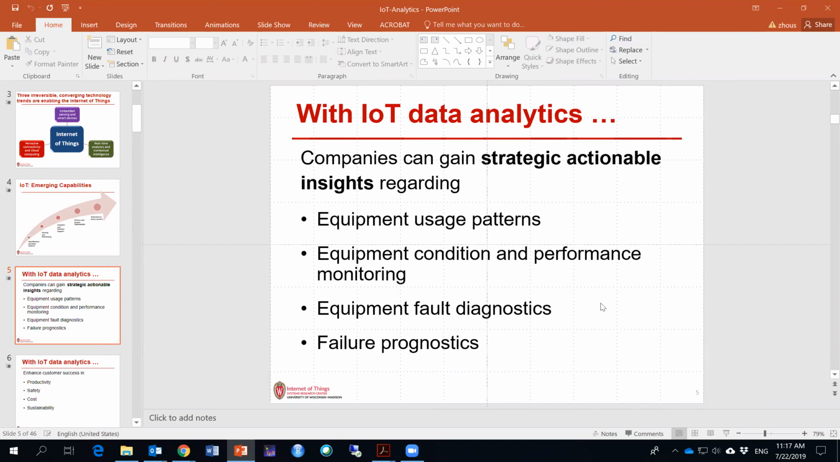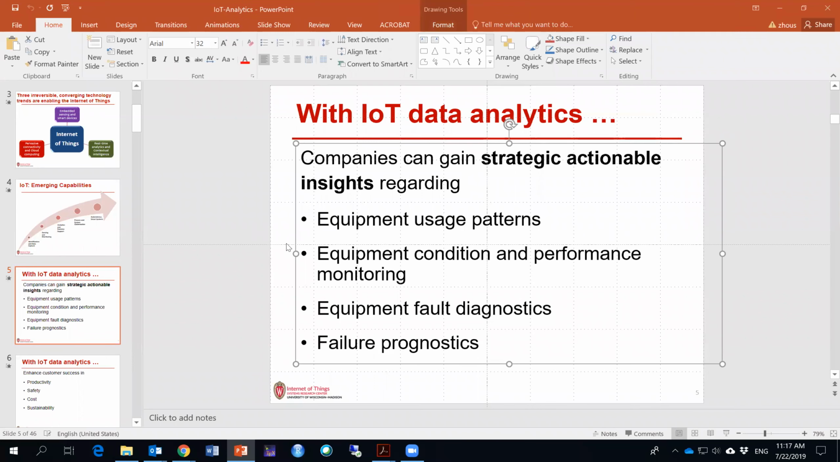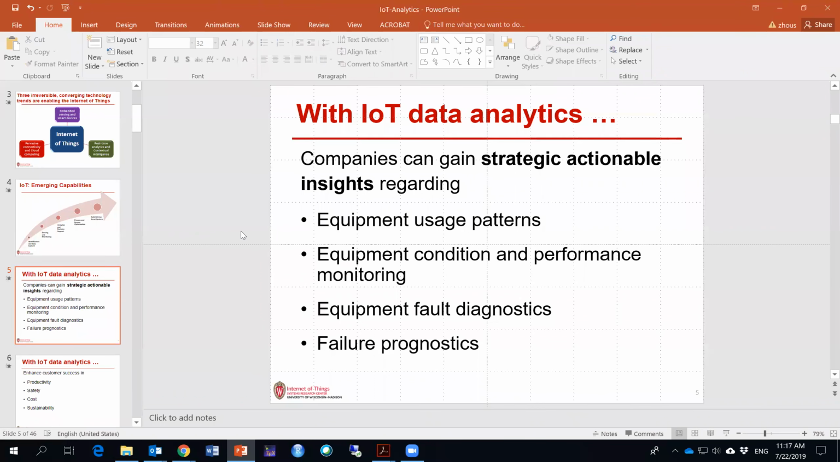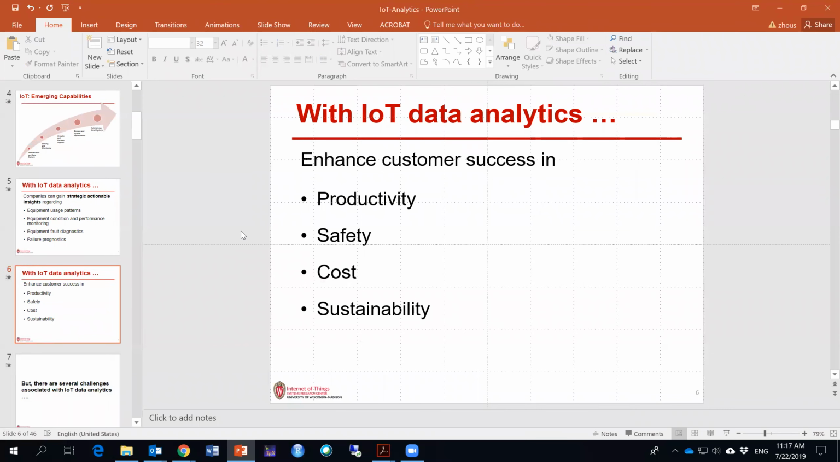With this category of data, we can really get this data-driven knowledge on how people are using our product, so to optimize the product design. And another set of data is the equipment condition monitoring. So we can collect the physical signals from the device and monitor its working condition. So with those two types of data, we can improve the system design and improve the system productivity, safety, reduce the cost, and achieve the sustainability.